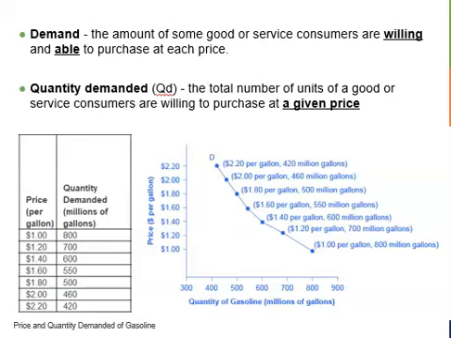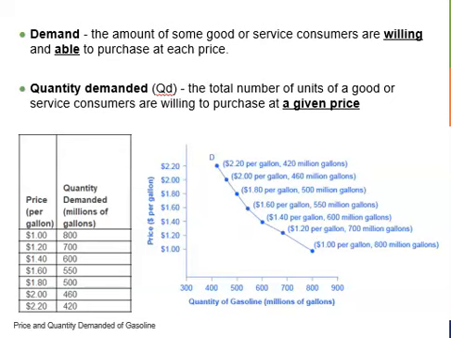The demand graph has two axes. The vertical axis shows the price levels, and the horizontal axis shows the quantity demanded. Each point on the demand curve is a combination of a given price and the quantity demanded at that price. For example, the highest point on the demand curve on this graph is associated with the highest price level on our demand table on the left. The price is $2.2 per gallon, and the quantity demanded is 420 million gallons.